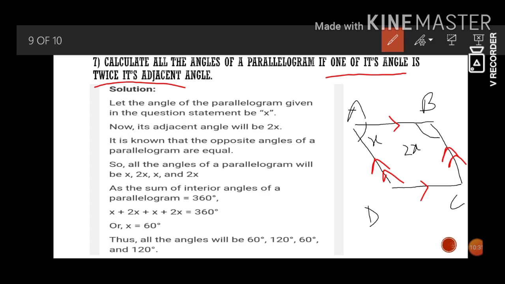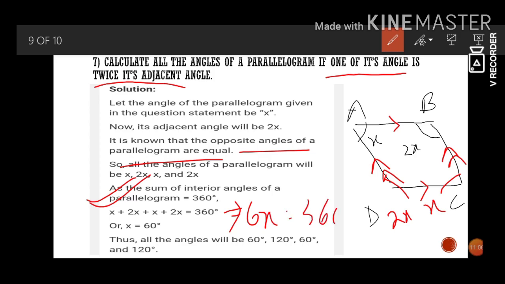So we know that opposite angles of a parallelogram are equal. So angle C becomes x and angle D becomes 2x. The sum of all the angles of a quadrilateral is 360. So we add them all up. x plus 2x plus x plus 2x is equal to 360. In total we will get 6x equals 360. So x is equal to 60 degrees. So the angles will be 60, 120, 60 and 120.